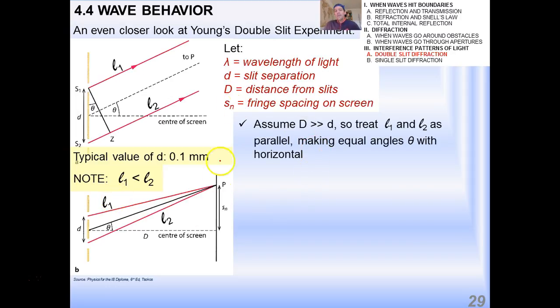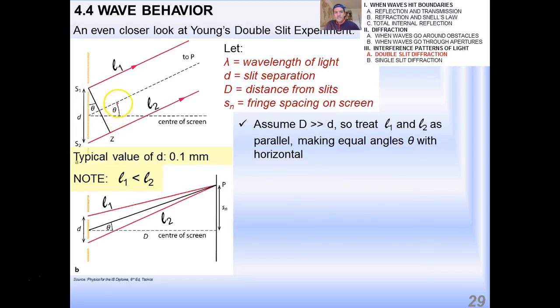All right, now, make a couple of assumptions, which is going to help with our trigonometric treatment of this. Assume that the distance to the center of the screen is much, much greater than the slit separation. So what we're going to do is treat L1 and L2 as if they are parallel, making equal angles with the horizontal.